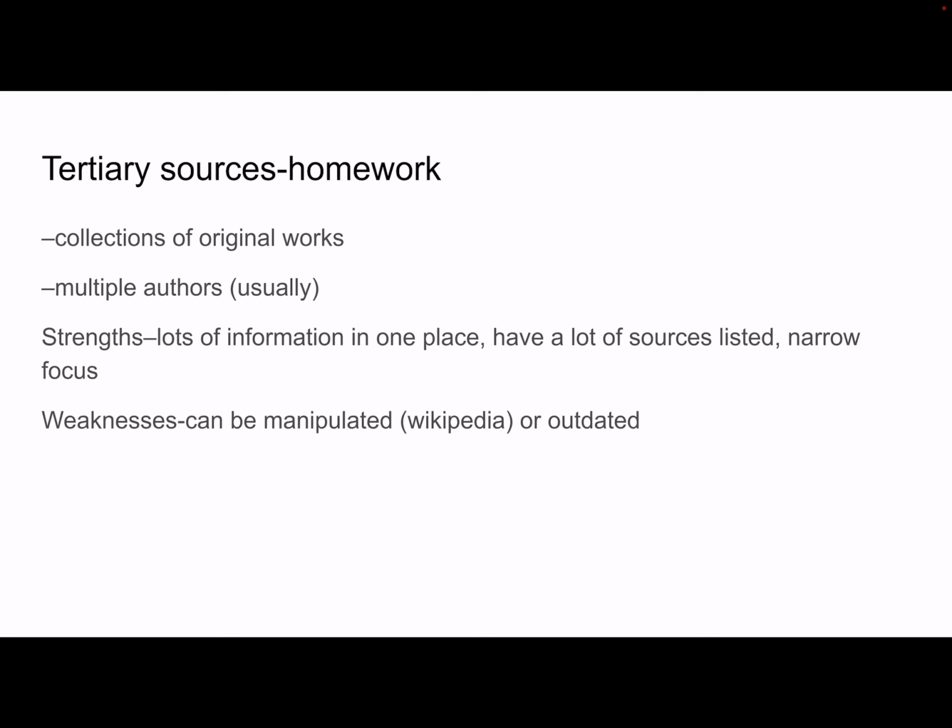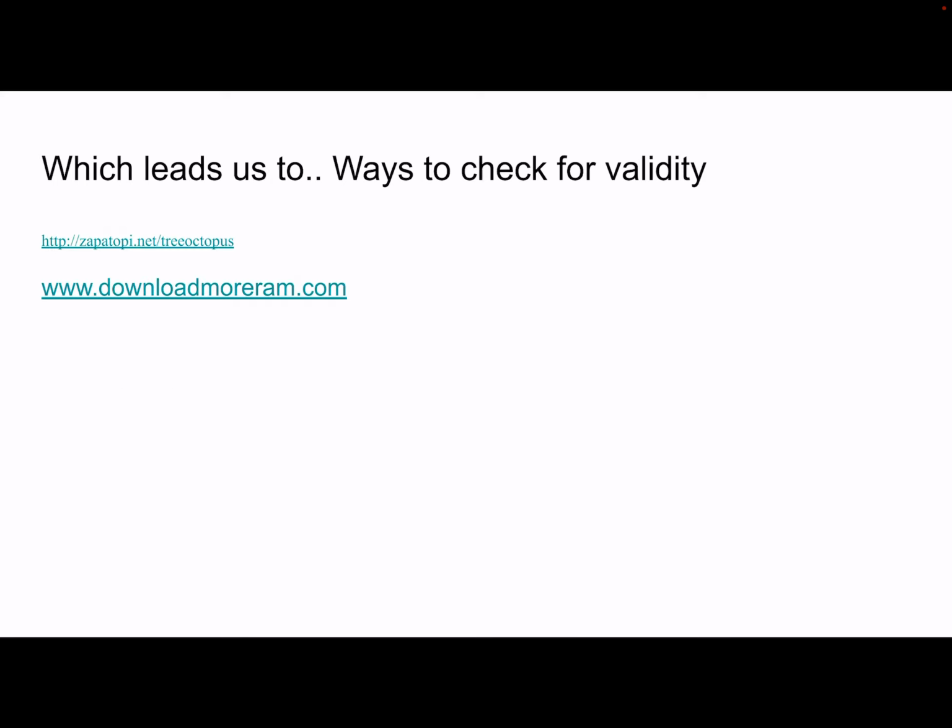There's also tertiary sources. These are collections of original works. They usually have multiple authors and can have a lot of information in one place. They also provide a lot of other sources that you can use. And they often have a narrow focus, or at least sections that are narrowly focused. But the weaknesses are that they can be manipulated easily in many cases, such as Wikipedia or any of the Pedias. Or they may also be outdated.